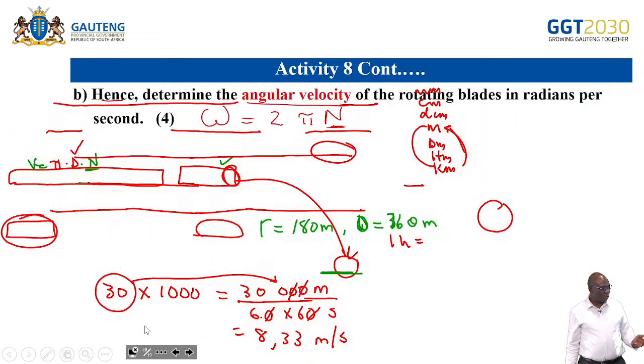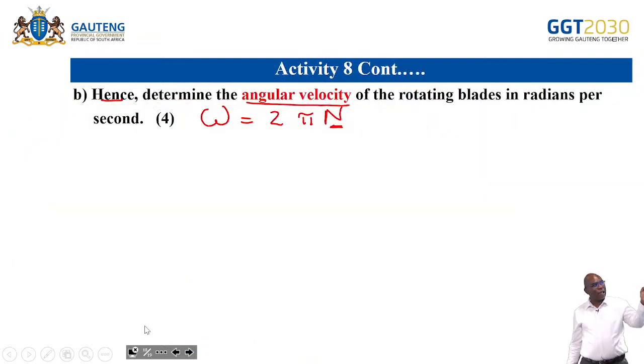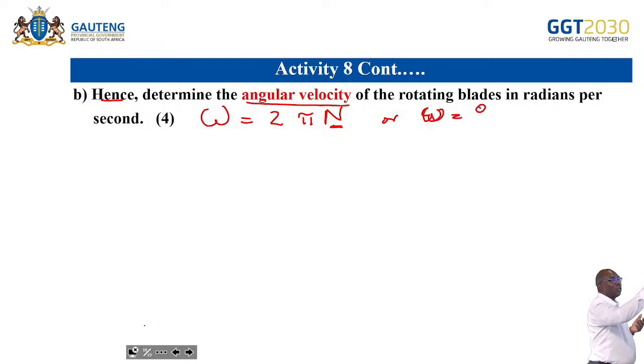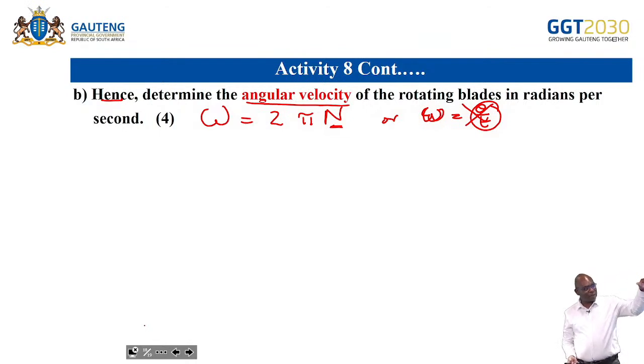So I don't have any revolutions given there. So now it means for me to get angular velocity, I need the number of revolutions. So to get the number of revolutions, I don't have an angle. If I had an angle, then I'd have used the formula omega equals theta over t. But I can't use that because I don't have an angle. I also don't have time there. So in other words, here, the formula that I have is this one.